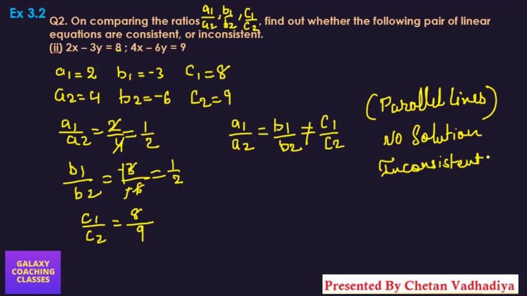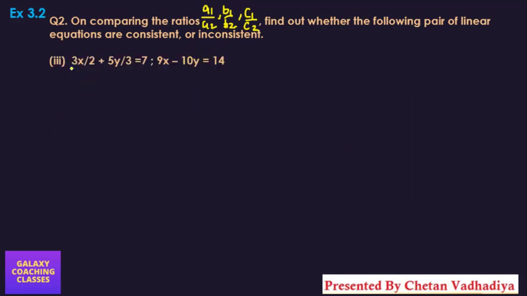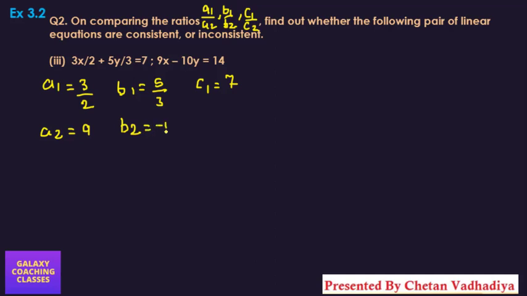Okay, guys. So this way you can solve all the questions. Moving towards the third one. Now here this is in fraction. Please guys keep this in mind. That's why I only tried to solve all the sums. Let me tell you, a1 is 3 by 2, b1 is 5 by 3, and c1 is 7. Now a2 is 9, b2 is minus 10, and c2 is 40.